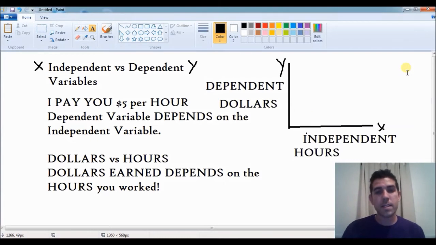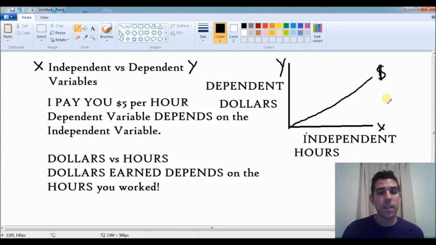Another way to help you out is that the independent variable is always the one that you choose, the one that you have some control over. You choose how many hours you want to work. The more hours you work, the more money you make. The less hours you work, the less money you make. So the one that you kind of control is the independent. And then the dependent variable depends on what you choose. The more hours we work, the more dollars we make.